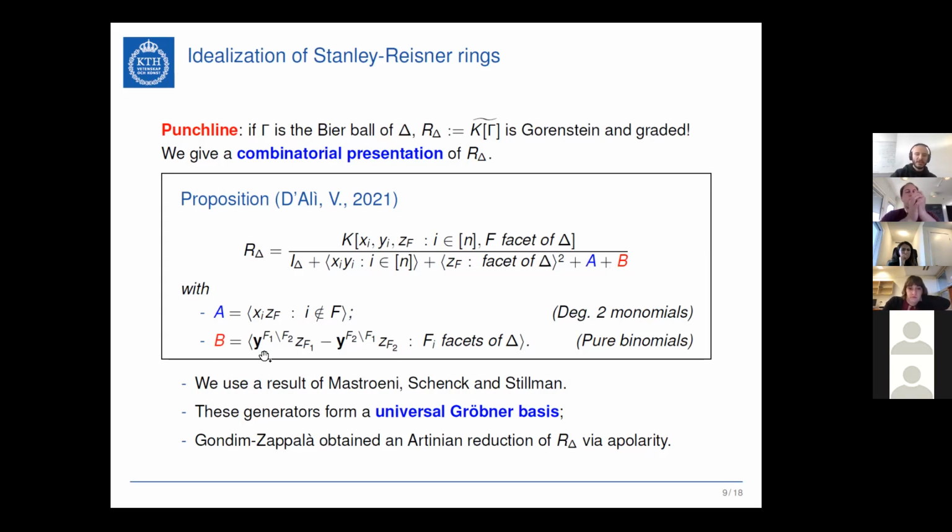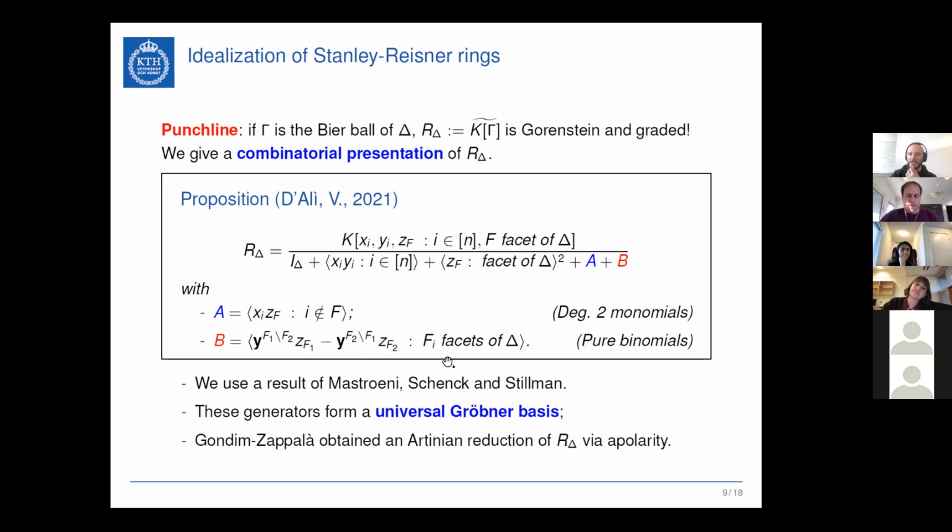B is possibly even more interesting because it's a binomial ideal, defined as follows. We pick pairs of facets of delta, and we construct binomials of the form y^(f1 minus f2) z_f1 minus y^(f2 minus f1) z_f2. This simply means the product of the y variables which are in the facet f1 but not in the facet f2, times z_f1, minus the same thing for f2. Let me briefly repeat this. We pick pairs of facets, and then we consider all the elements which are in f1 but not in f2. We take the corresponding y variables, multiply them, multiply with z_f1, and then minus, and we play the same game with z_f2.